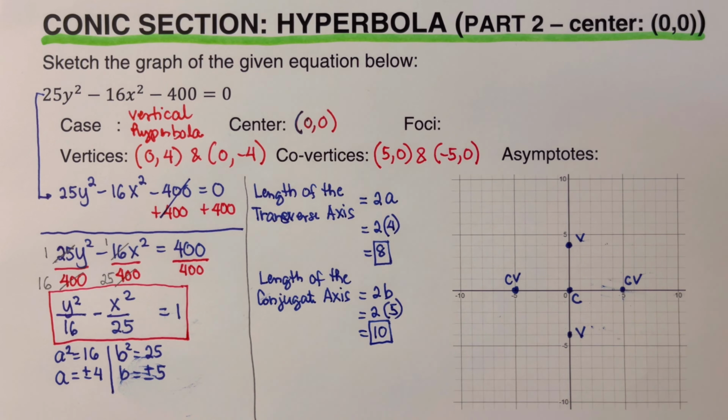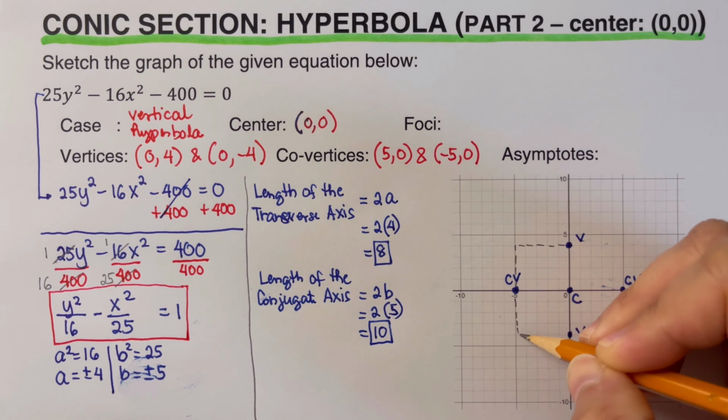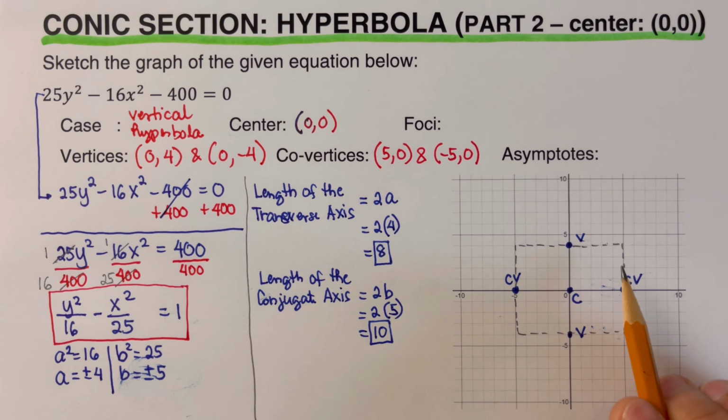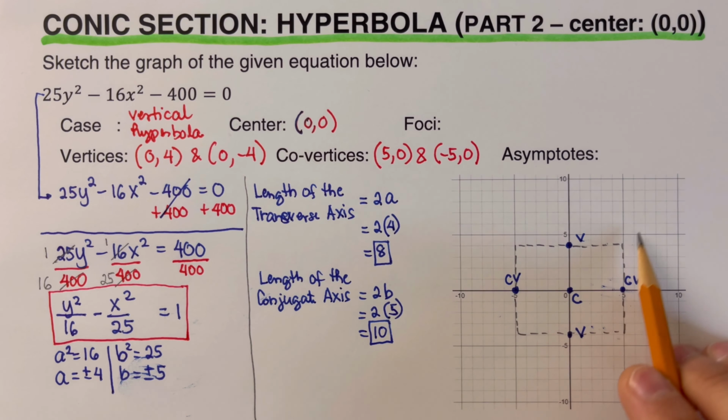Now let's draw the rectangle and the two asymptotes. We remember that this rectangle here will help us draw the hyperbola later on. And this rectangle should cover the two vertices and the two co-vertices. The diagonals of the rectangle would be the location of the two asymptotes. So I'm going to sketch those two asymptotes up here.